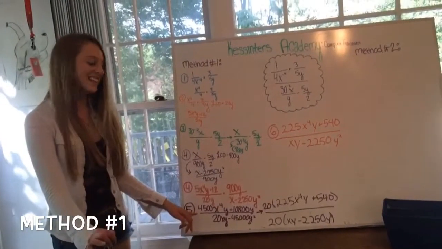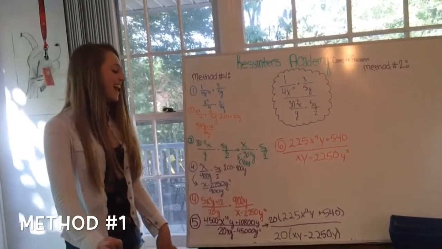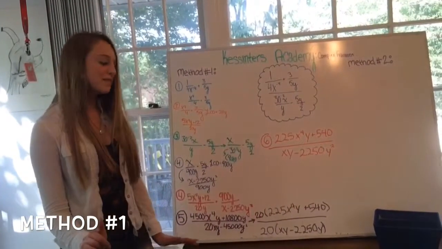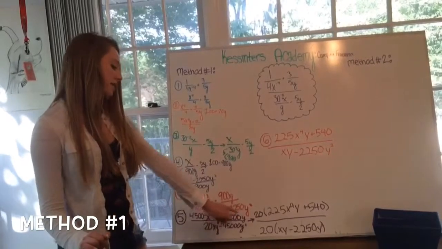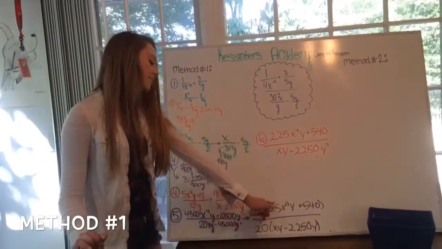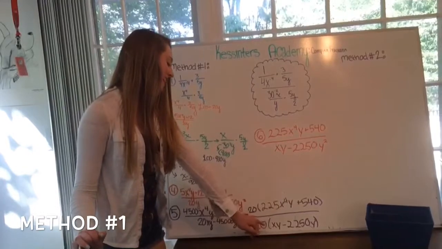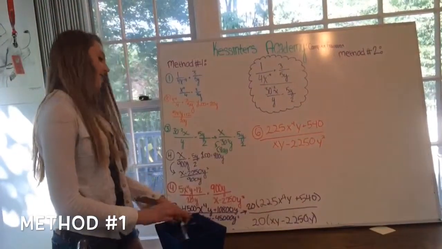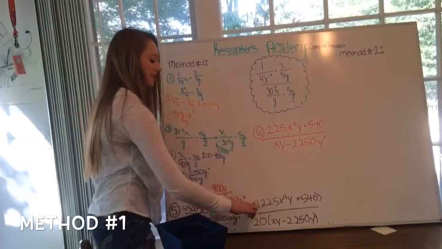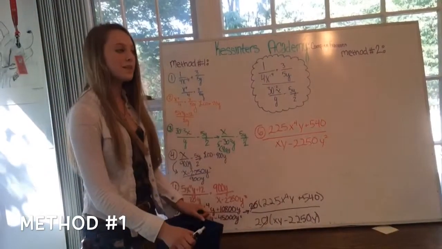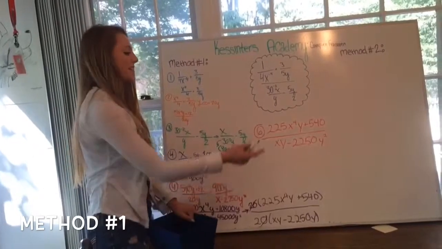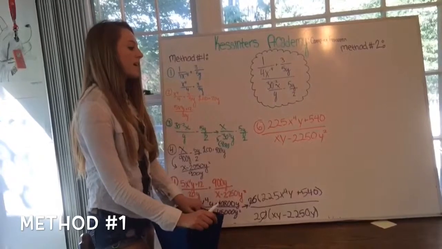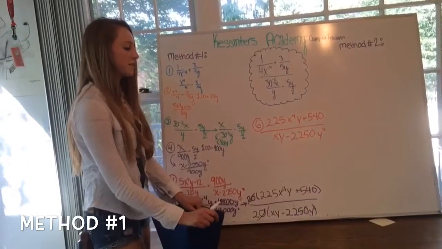You're then going to take that number and factor out a 20 to simplify your numbers even further. So you're going to divide each thing on the top by 20, and each thing on the bottom by 20. You're then going to cancel out your 20s because it's a common factor in the numerator and in the denominator. That leaves you with your final answer of 225x to the fourth y plus 540 over xy minus 2,250y squared.